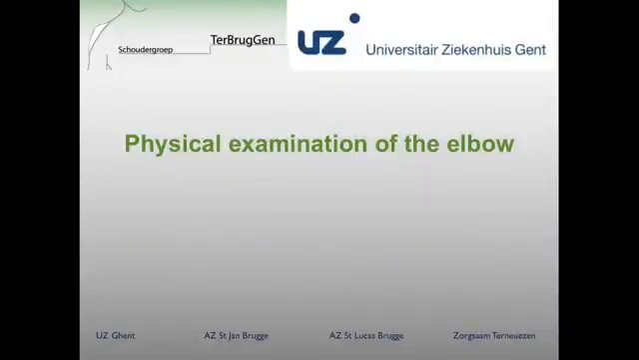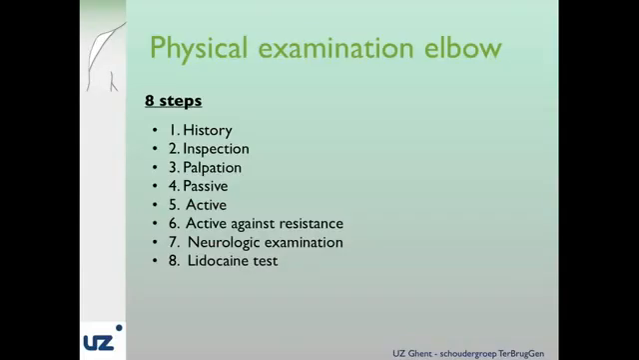Dear colleagues, in this presentation I would like to present a step-by-step approach for the clinical evaluation of elbow pathology. 8 steps are used: history and inspection, palpation, passive motion and active motion against resistance, a neurological examination, and a Lidocaine test. These 8 steps will allow to make a clinical diagnosis in 90% of the cases.